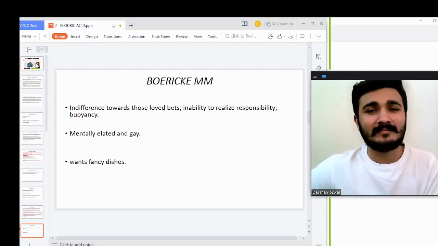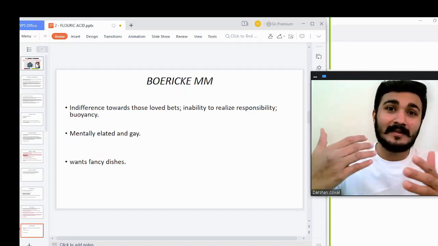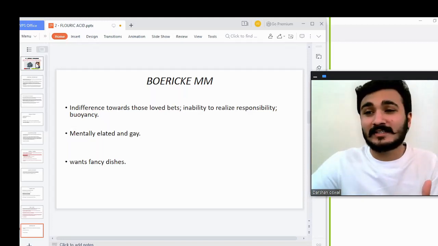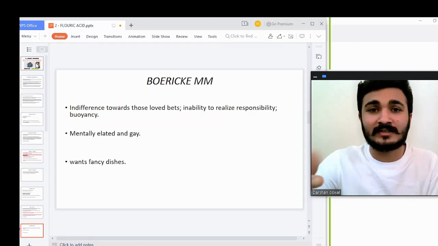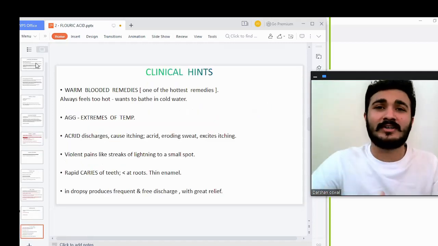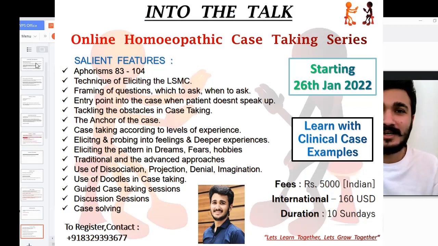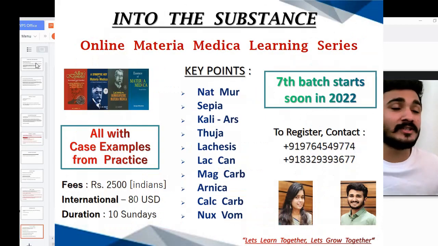In Labiatae, we see in Origanum, like in the previous lecture we saw, there is a need for relationships. But here in fluoric acid, he doesn't want relationships. He doesn't want to be with his loved ones.